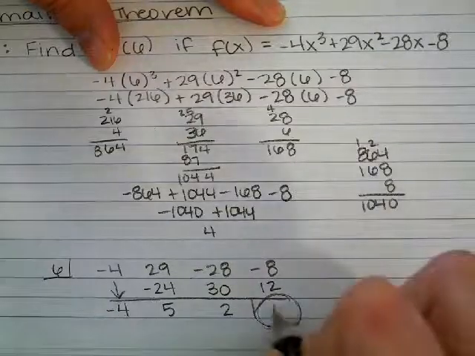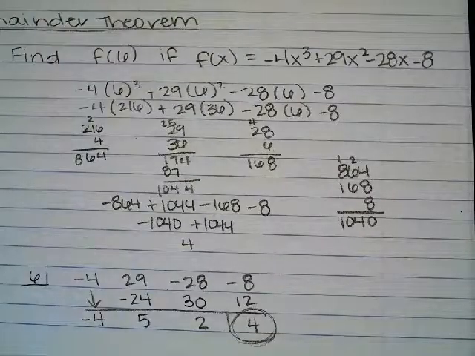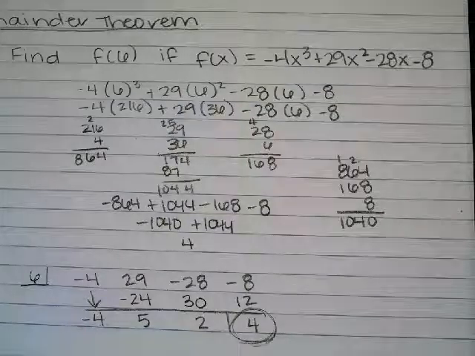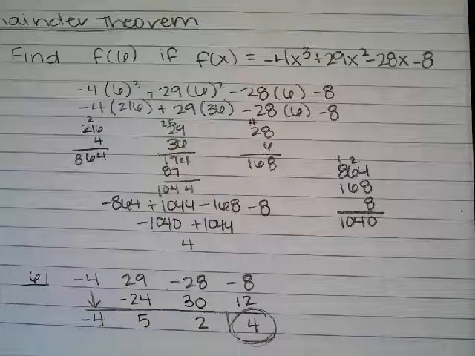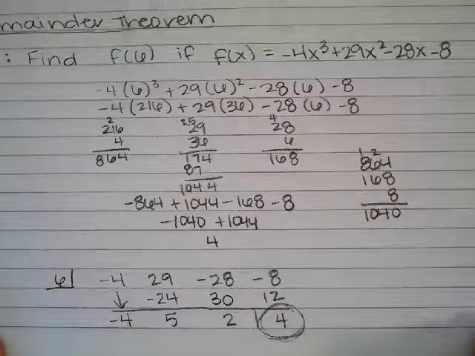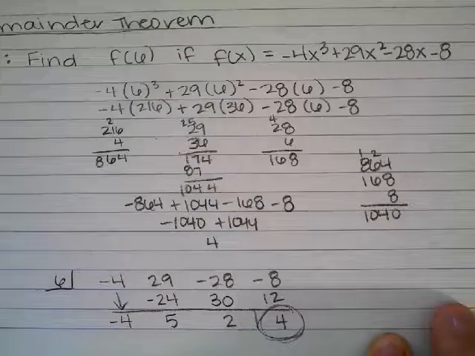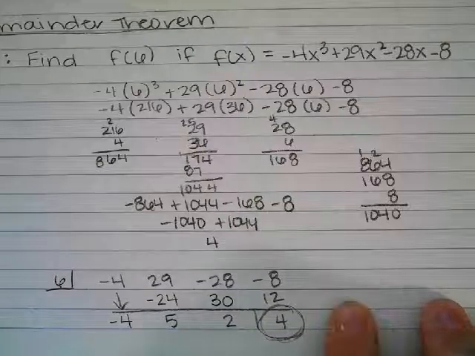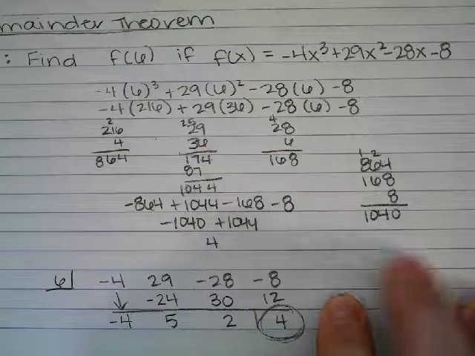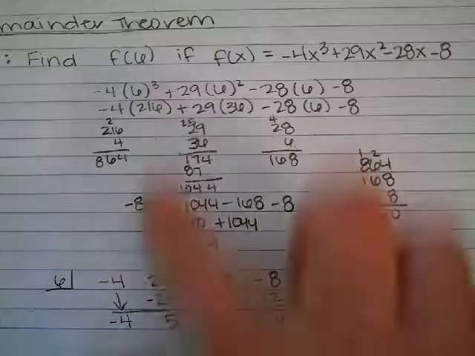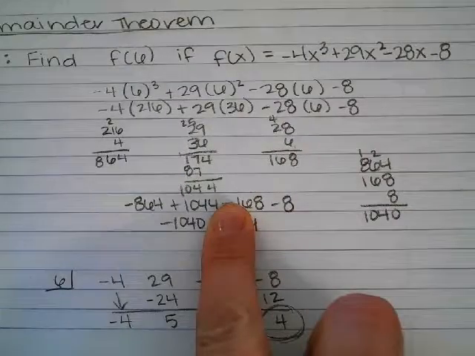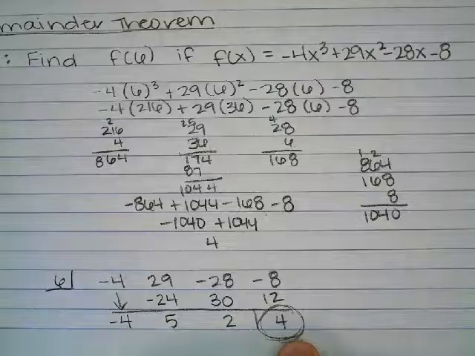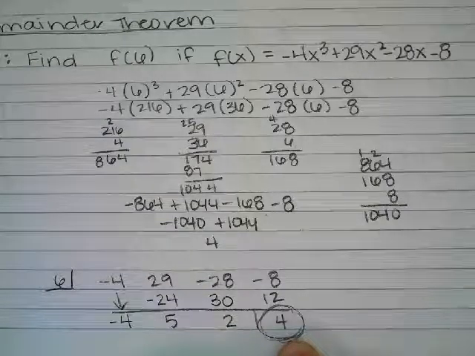This one is easier. So, if you do not have a calculator and you need to plug a number in, do not do this. Use the remainder theorem. You wouldn't do this on the EOC. On the EOC, you just plug it straight in. But this is an alternate method, okay?